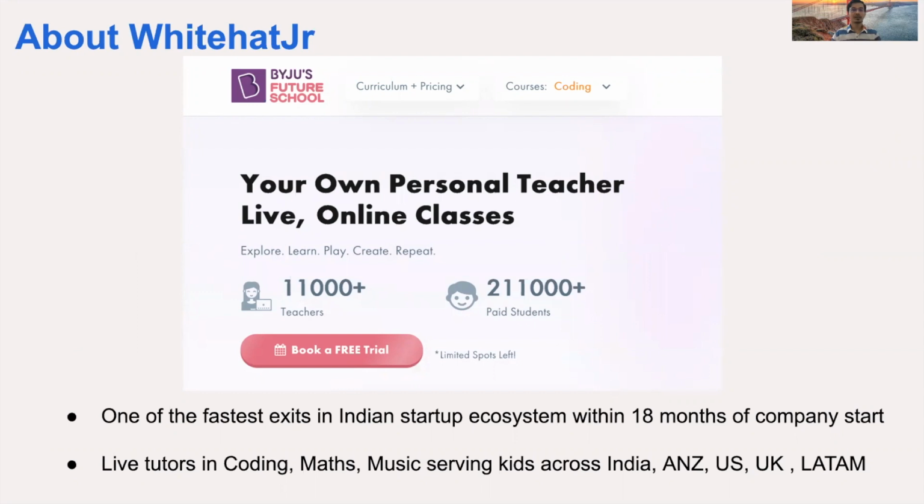Now, Whitehat Junior is pretty famous in the Indian startup ecosystem because it was one of the fastest exits. Within 18 months of the company starting, it was acquired by the world's largest valued edtech company, Byju's, for 300 million. I was one of the early PMs of the company who saw the growth, like 20x both in terms of revenue and user base within 8 to 9 months. Our company currently offers live tutors for kids to learn coding, maths, and music, and we serve customers across India, ANZ, US, UK, and LATAM.